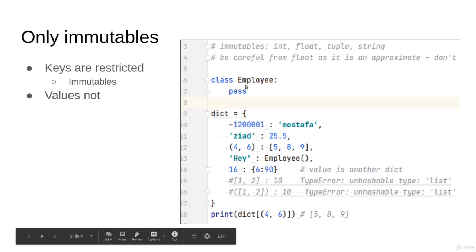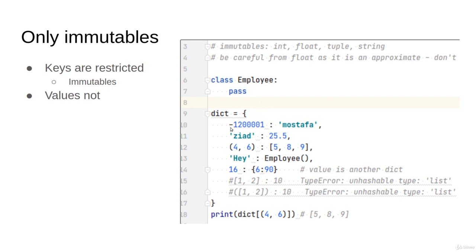We have here a class Employee, which by definition will not be immutable. I can create something like minus this big number, Mustafa. So this is the key and this is the value. I can create a string, this is key value. I can create a tuple, that's okay. I can create a key and put even a class object and a number, and I can put another dictionary as a value. So it's a dictionary of dictionary.